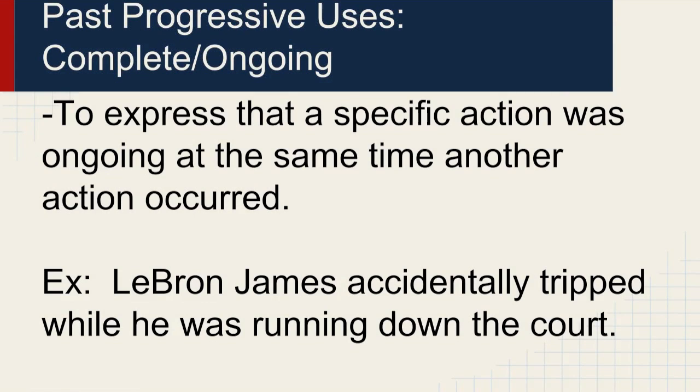The first use of the past progressive aspect is to express that a specific action was ongoing at the same time another action occurred in the past. One of the actions is continuous, like he was running down the court, and another happens in an instant, like tripped. For example, LeBron James accidentally tripped while he was running down the court.